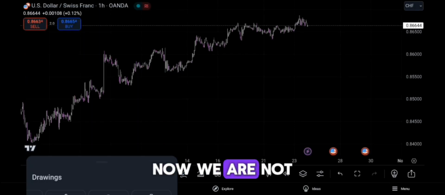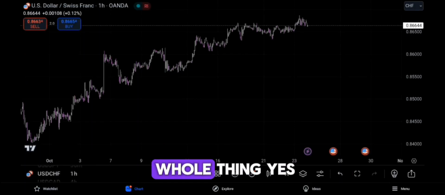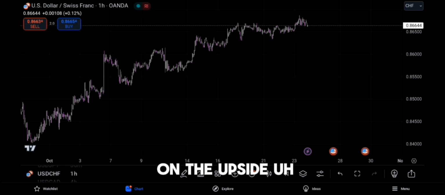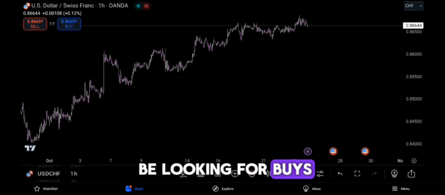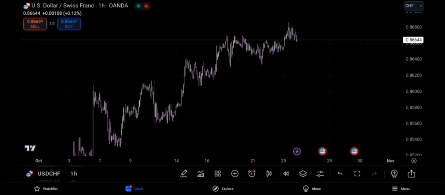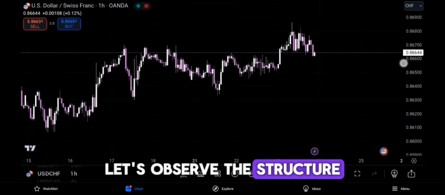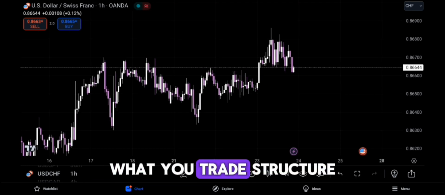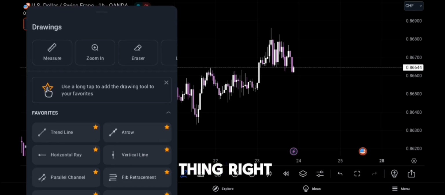Now we are not really currently concerned about this whole thing. Yes, we know that price is on the upside, which means we should be looking for buys. But you notice I took a sell side position on that market. Let's observe the structure involved, because no matter what you trade, structure is the most important thing, right?